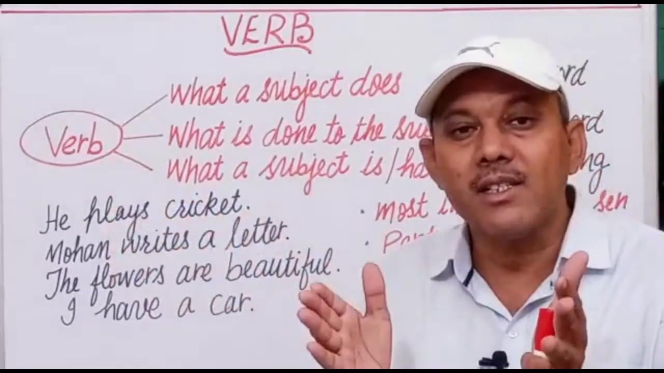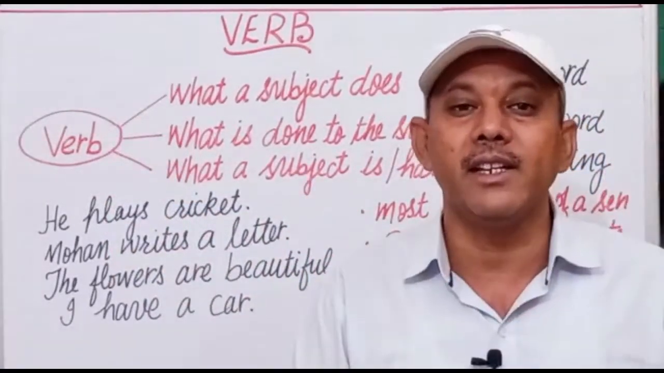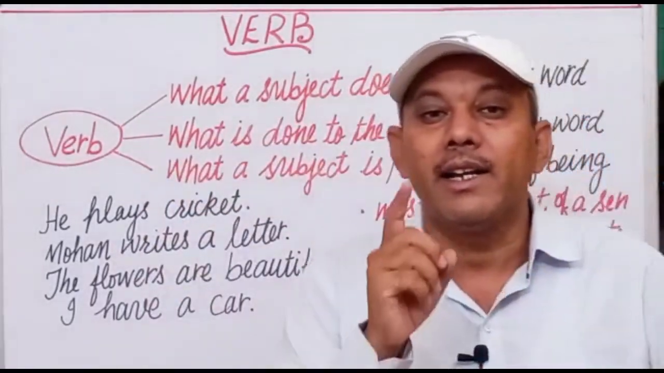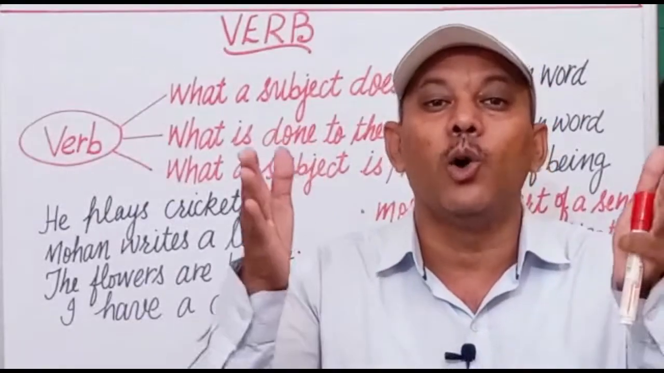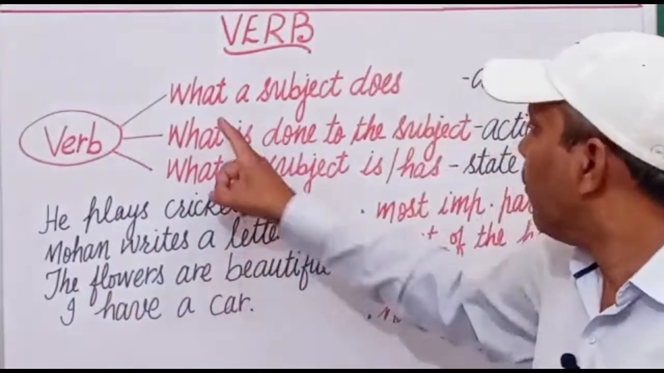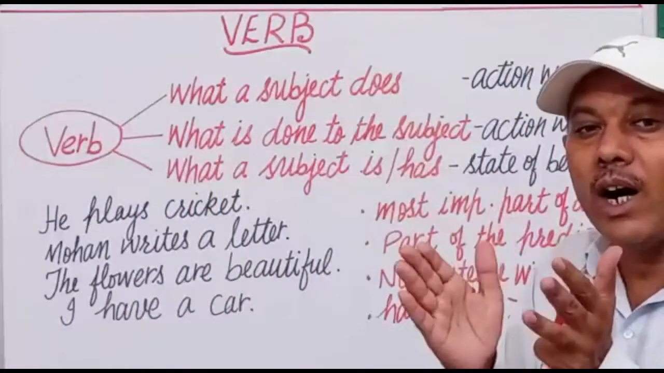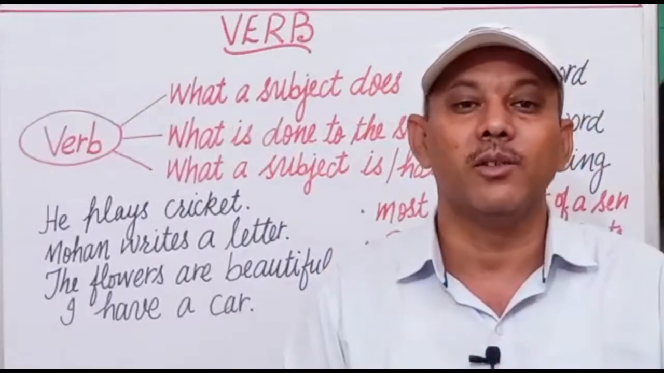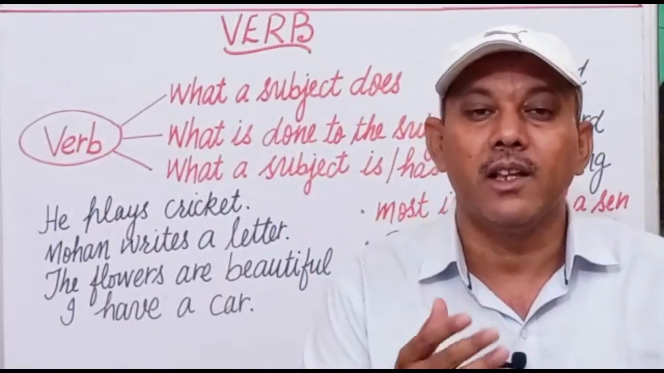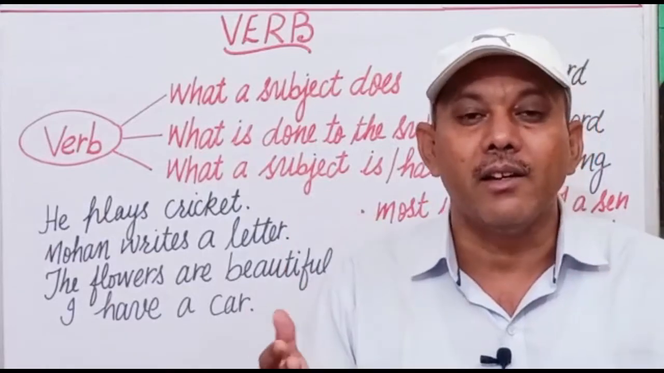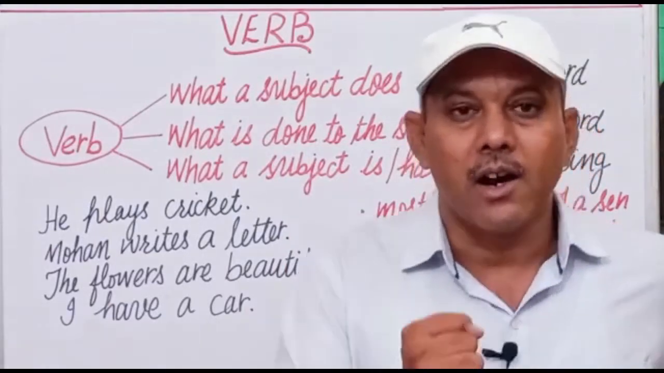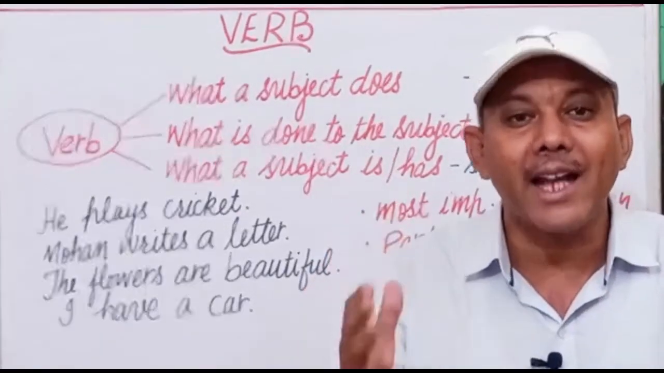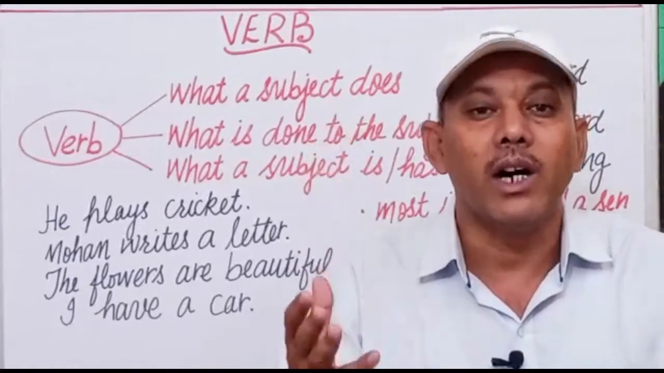What does a verb do and what is the role of a verb in a sentence? A verb tells us what a subject does, about a person or thing. The word that tells us what a subject does is an action word. For example, speak, teach, write, read, play, run, sit, stand. These action words are known as verbs.